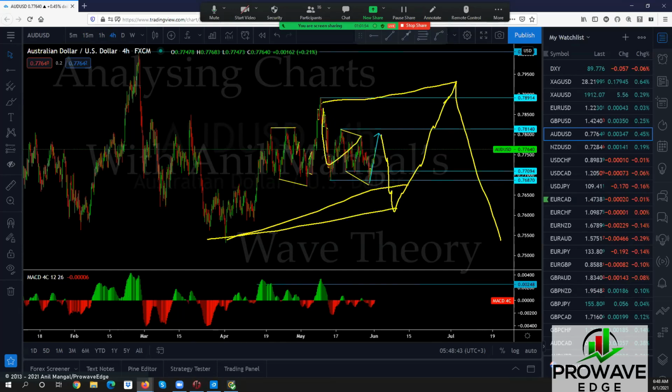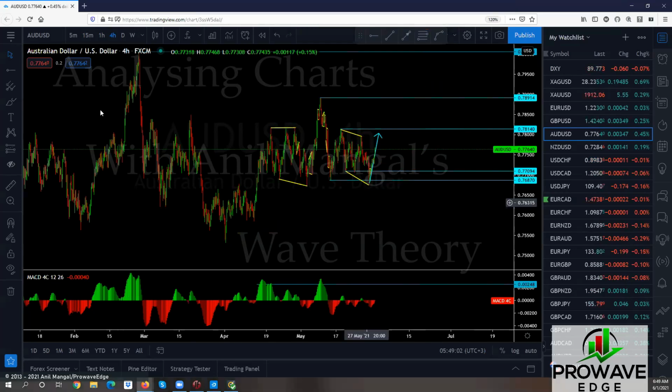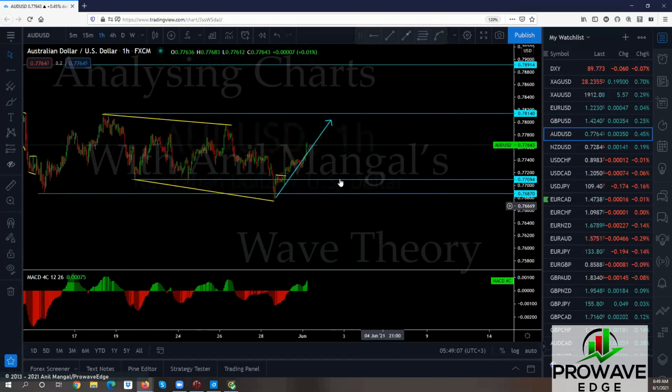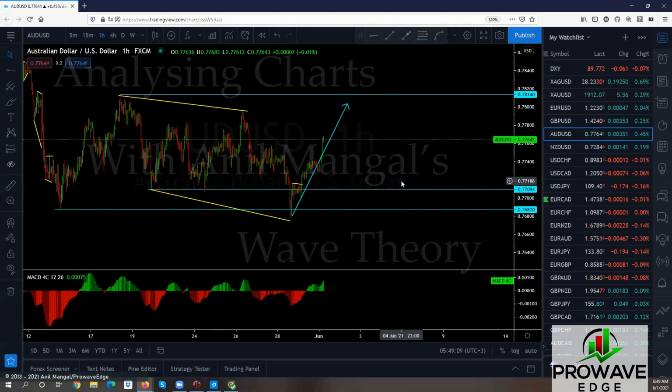Right? So this would be the B part of that whole structure. Then we go back up and come down. That is a possibility, but we'll sell it. If you're in the buy, you want to move your stops. I think we will see it probably go some more.